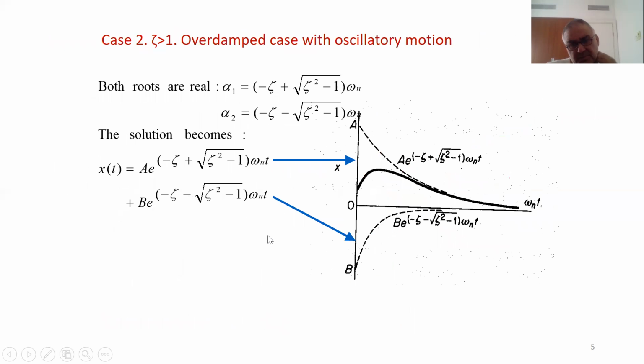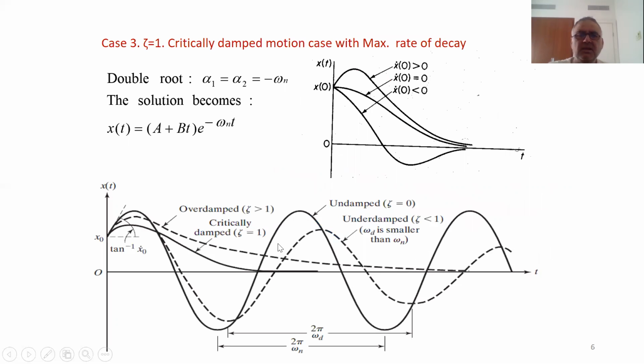If you have an overdamped case, these are not very common in vibrations, but in that case, the roots are real and there are no oscillations, actually. The response is non-oscillatory. It is simply a combination of two exponential decays. The critically damped case is more interesting. The roots are repeated, I'm sorry, and real. The solution becomes something like this.